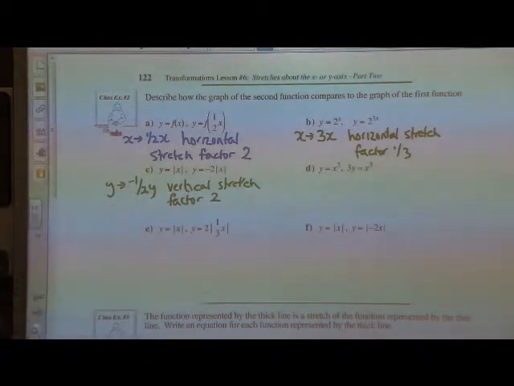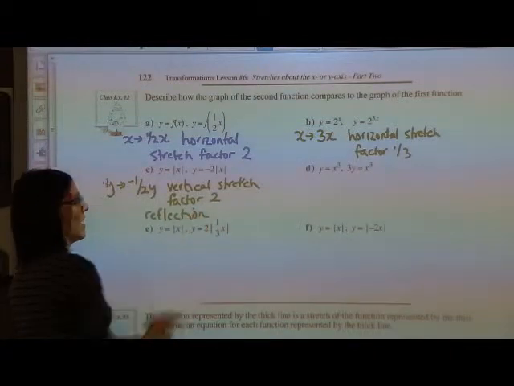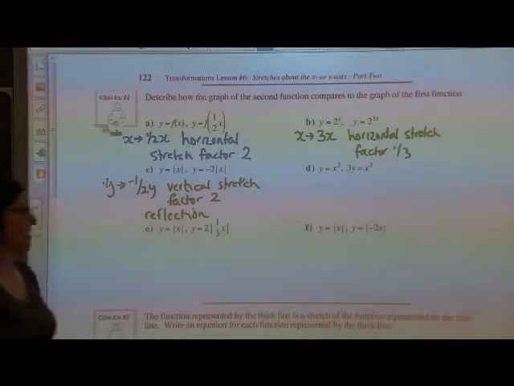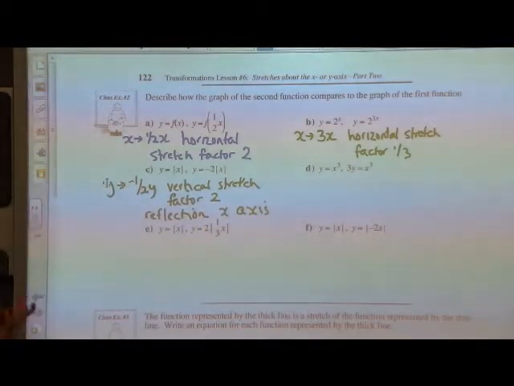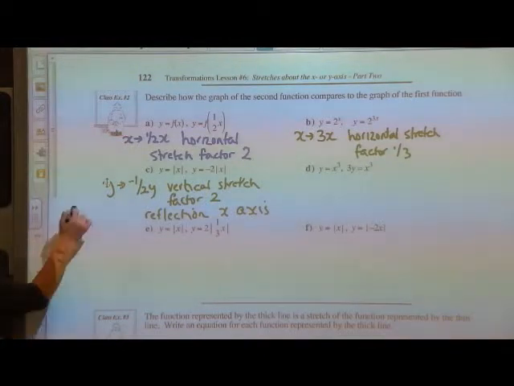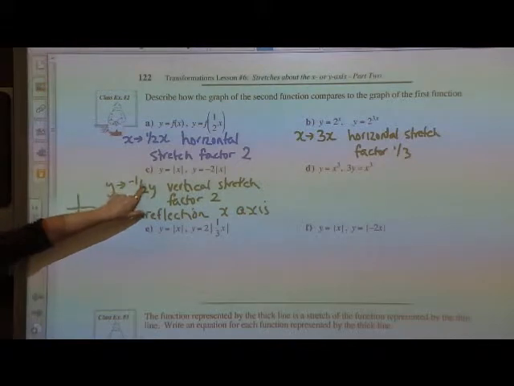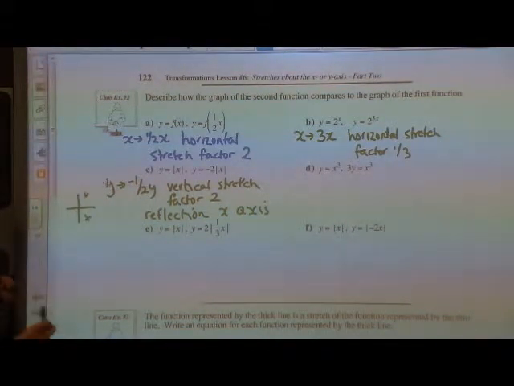What does the negative tell me? Reflection. I have a reflection. And what kind of reflection? Which axis do I reflect in? The x-axis. And if you're having trouble remembering if it's the x-axis or the y-axis, sketch it out. If I'm doing a reflection of my y coordinates, and I go from a positive y to a negative y, which axis did I cross? I crossed the x-axis.